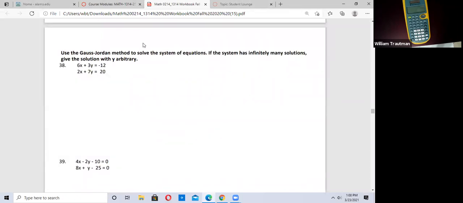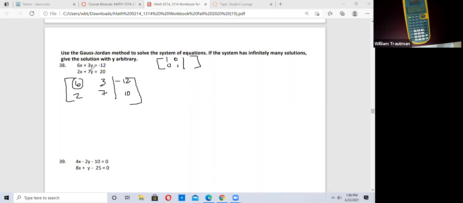Use Gauss-Jordan to solve the system. So first we're going to write the augmented matrix. The x's and y's and numbers are all lined up. We have 6, 3, negative 12. And we have 2, 7, 10. Remember how we do this. Our goal is to get it to look like this, where we have a 1 in this spot.